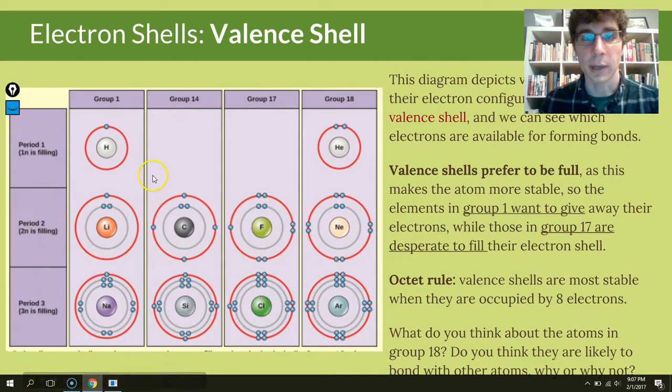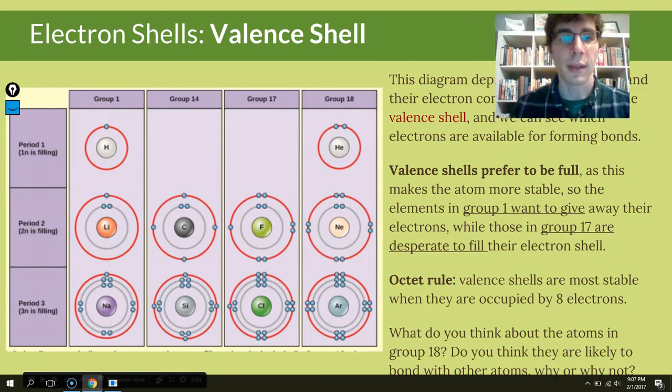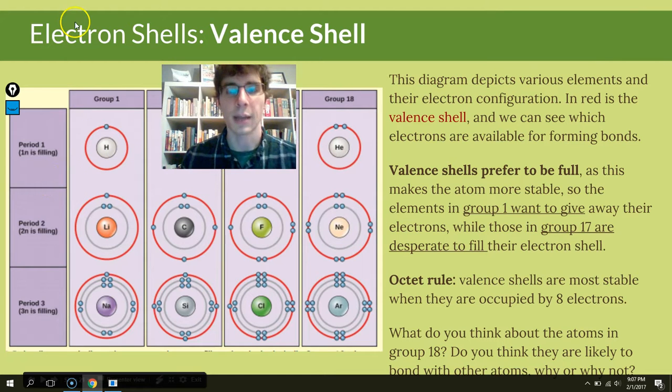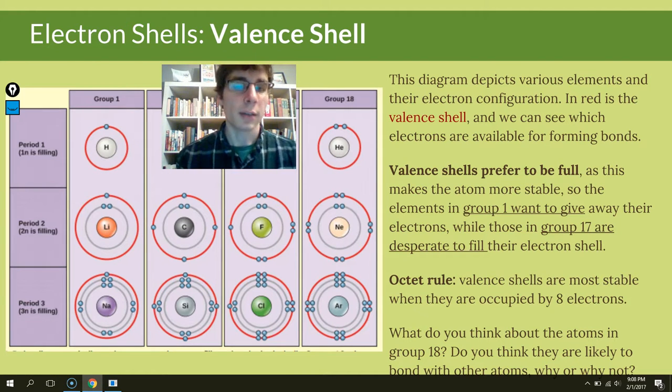Okay, so we've got a lot of information here. This diagram depicts various elements in the periodic table and their electron configuration. In the red is the valence shell of each different atom in different elements. So we can see which electrons are going to be available for forming bonds. Earlier, you may have seen in part 1, we talked about bonds happening when different elements stick together. We're going to learn about the specifics of how that happens here.